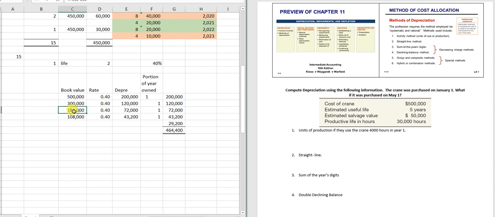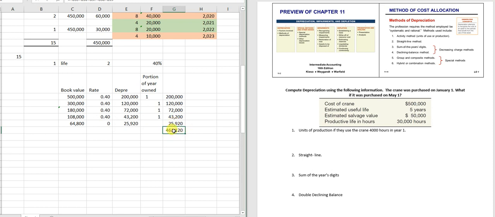The next year, I can do one of two things. I can take my 500,000 and subtract my accumulated, and I get 180,000, or I could have simply just taken the 300 minus the 120 because I've subtracted the 200 in that one. And I get 72,000, and then the last year I take my book value minus my accumulated depreciation, and I get 108. So notice in the last year, my book value is 64 if I did the 40%, and I get 25,920, I have accumulated a 461.